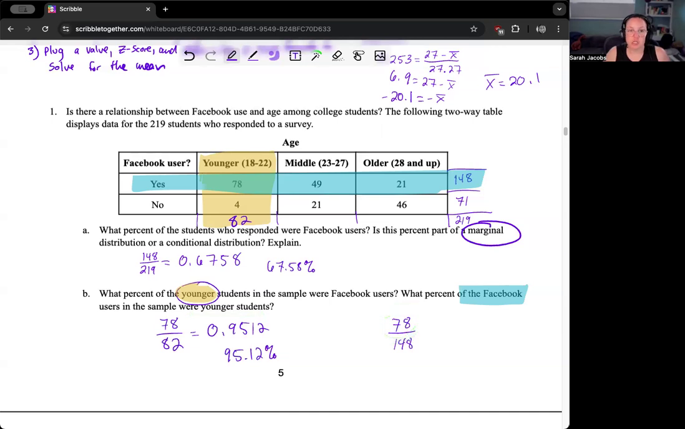The denominator changes based on how we're conditioning it. Right here, it's of the younger students. So that's our denominator. Here it's of the Facebook users. So that dictates our denominator. So 78 divided by 148 is 0.527, so 52.7%. Both of those would be conditional probabilities.